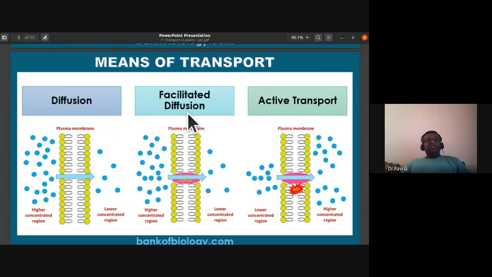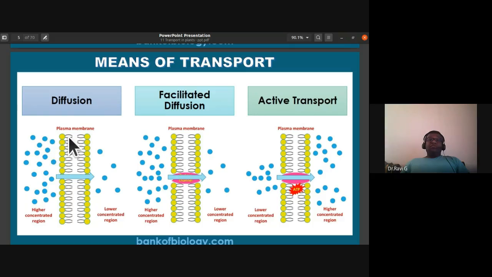Similarly, facilitated diffusion. Here also there is movement of solute, liquid, or gaseous molecules from a higher concentrated region to a lower concentrated region through a protein channel or a transport protein. So they are going to selectively allow the particles to enter through the concentration gradient. Here there is a protein channel involved in the movement of the particles. So we call this facilitated diffusion. The transport channel, or the protein channel, is the facilitator.